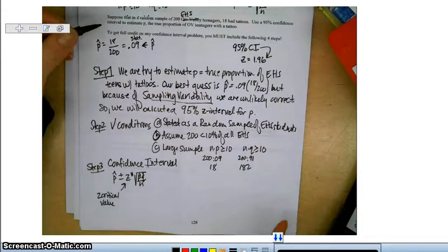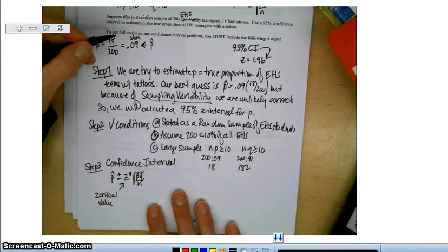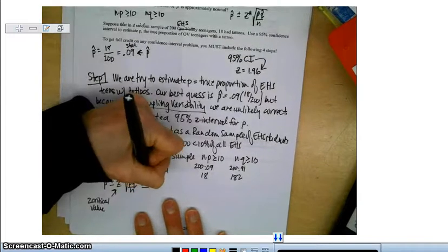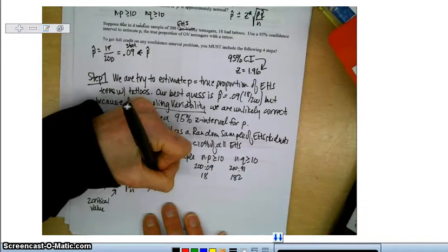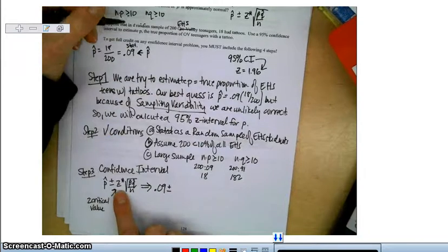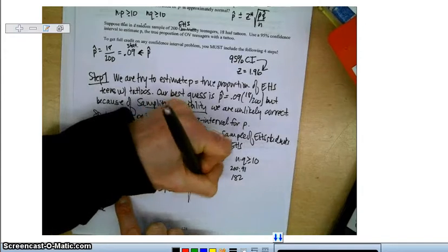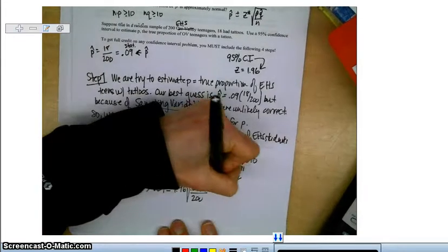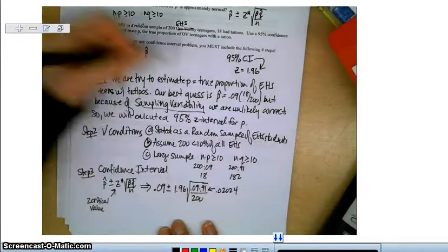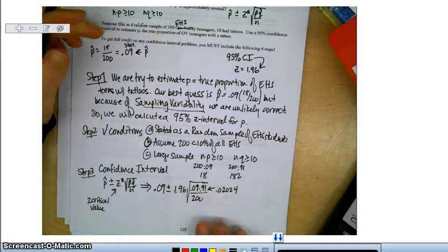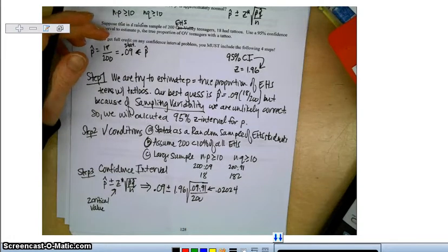From here you could just write down what the confidence interval is, but we're going to do all the steps. So we do the calculations. Our P hat was 0.09, plus and minus our Z star is 1.96, square root of 0.09 times 0.91 divided by 200. The square root of 0.09 times 0.91 divided by 200 is approximately 0.02024. If you don't round it, it's even better.